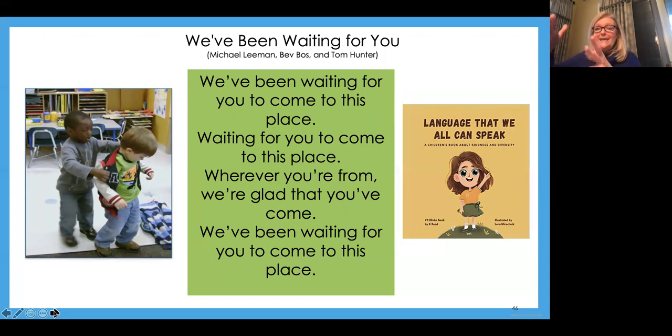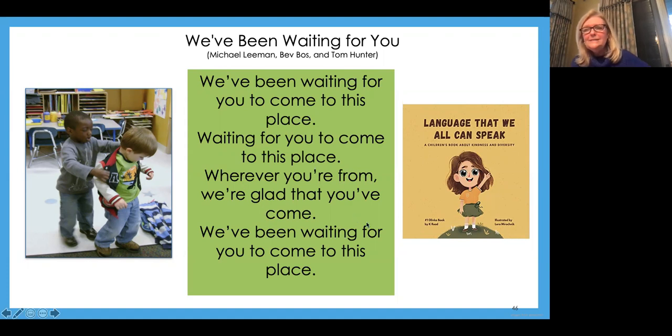So children take different roles to help the new child feel welcome and special. So that Bev Bos song, "We've Been Waiting for You to Come to This Place," if you know that one, "wherever you're from, we're glad that you've come." "We've Been Waiting for You to Come to This Place" is a fun song to teach children to use, and just the message that it sends: we're excited that you're here.